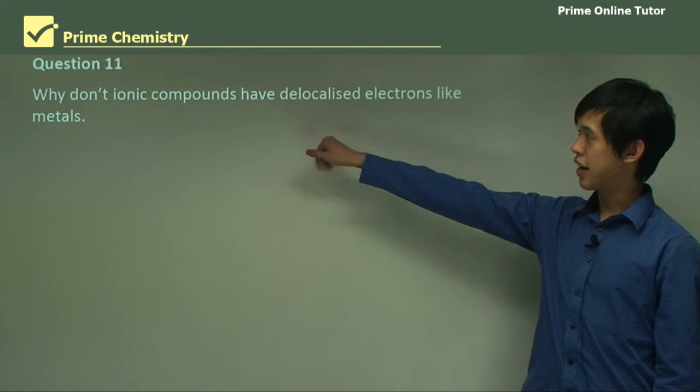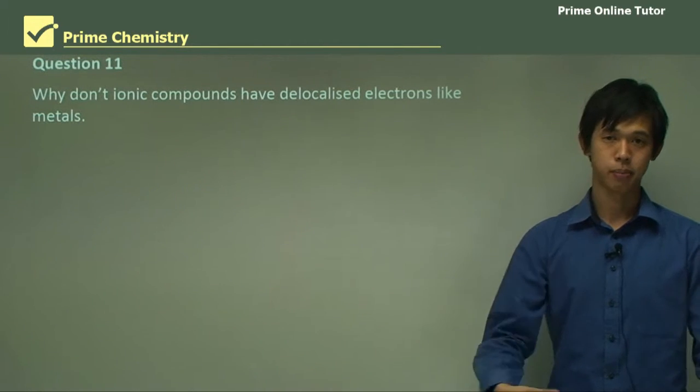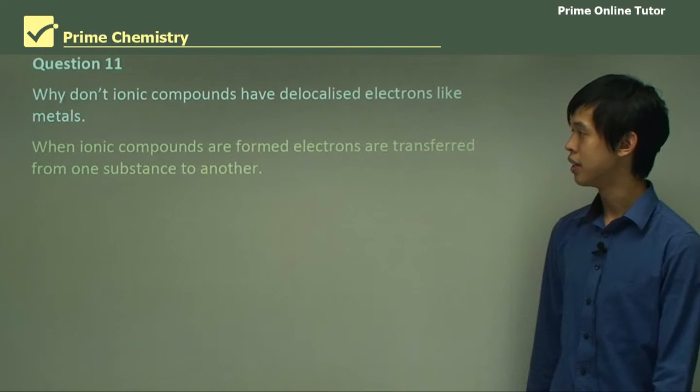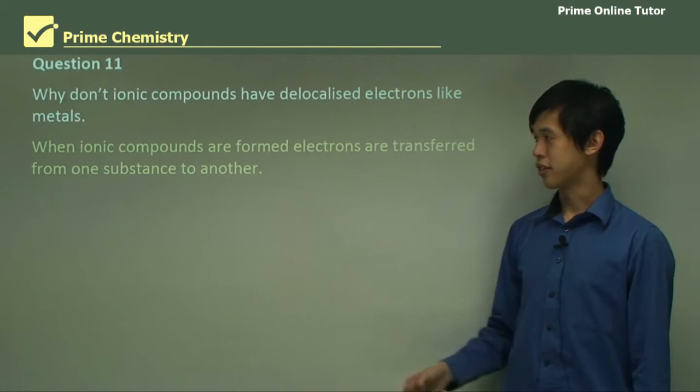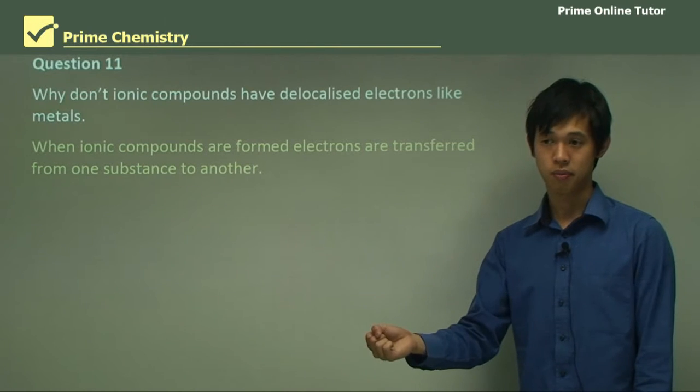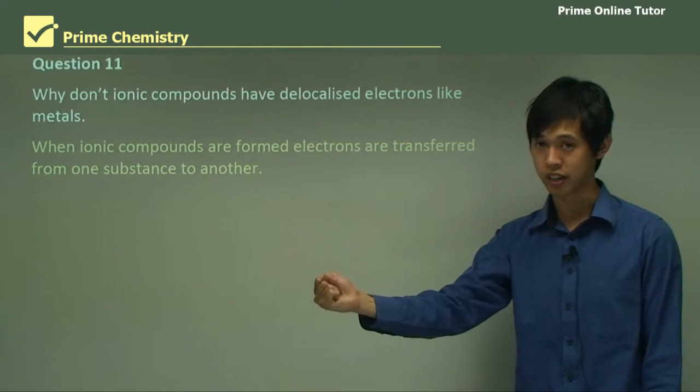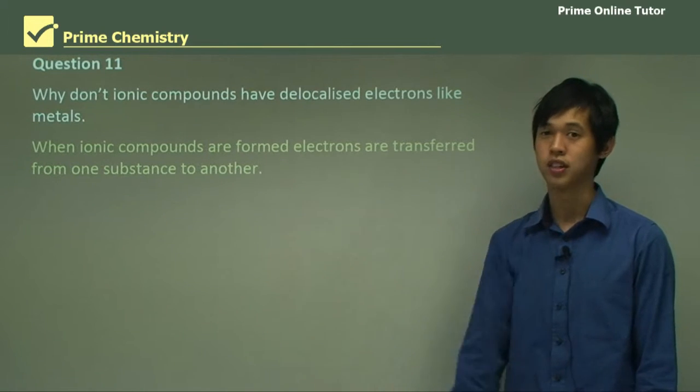So why don't ionic compounds have delocalized electrons like metals? Okay, pretty straightforward question. When ionic compounds are formed, electrons are transferred from one substance to another. So our lithium gave one electron to our chlorine. So that electron was fully transferred to another atom.